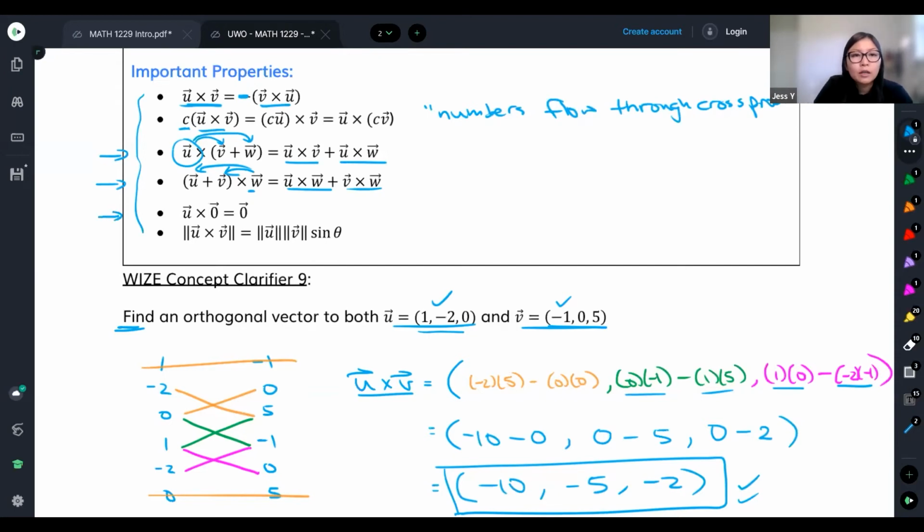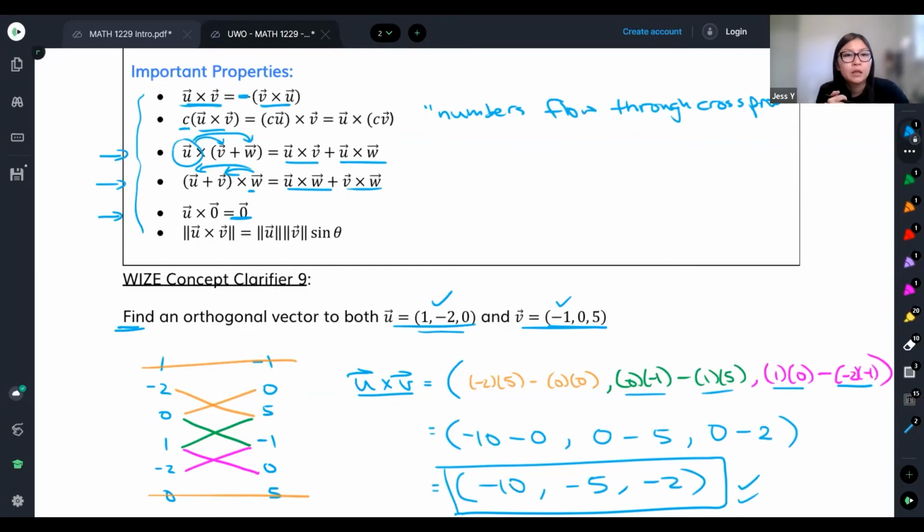What if you're cross producting it with a 0 vector? So in that case, you're going to end up with a 0 vector. Be very careful with this. The vector u dot product with the 0 vector gives you the number 0, but the vector u cross product with the vector 0 gives you the vector 0. So one gives you a number 0, one gives you a vector 0.